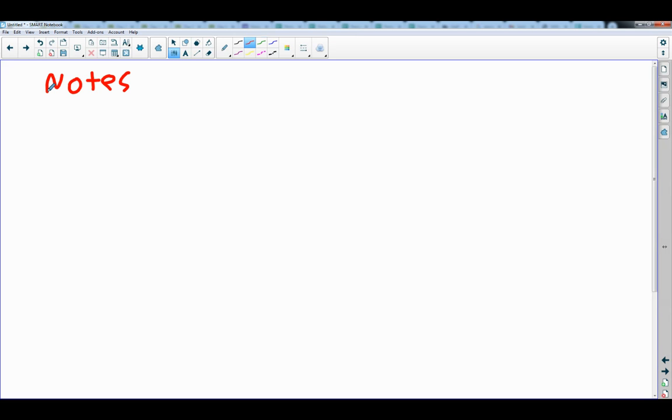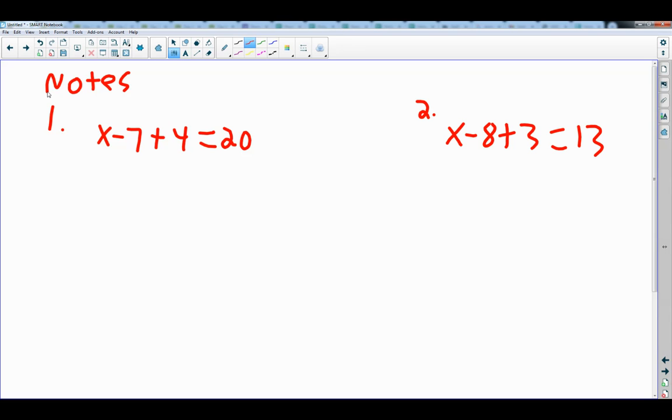So notes number 1, we have x minus 7 plus 4 equals 20. And we have number 2, x minus 8 plus 3 equals 13. Okay, so number 1, the traditional way, we're going to combine like terms. So I'm going to combine negative 7, notice how I circled the minus sign with the 7, and positive 4.